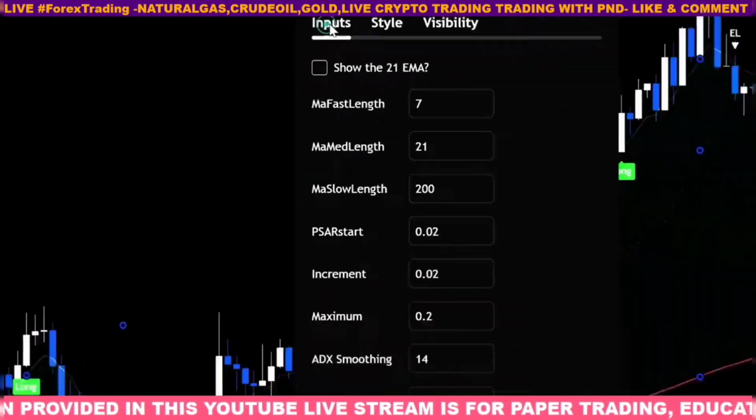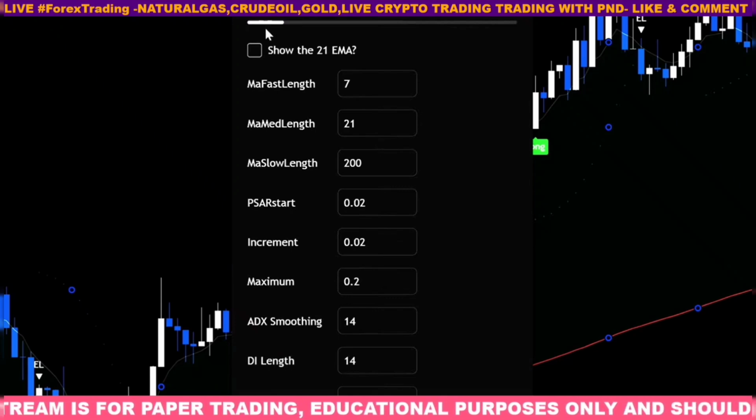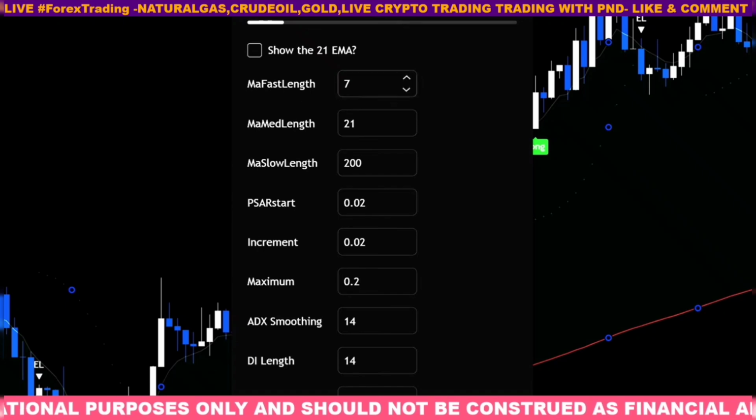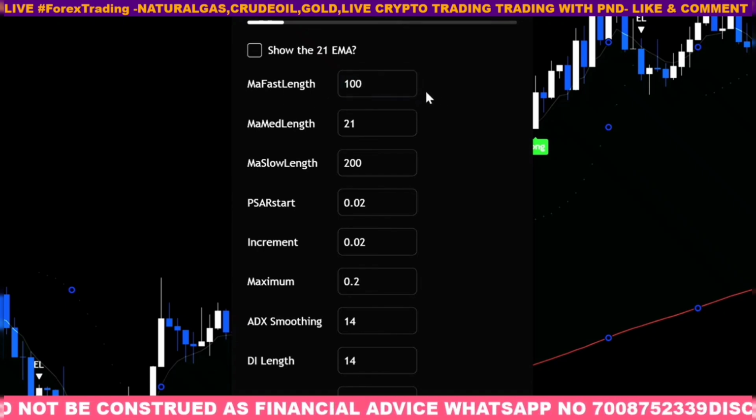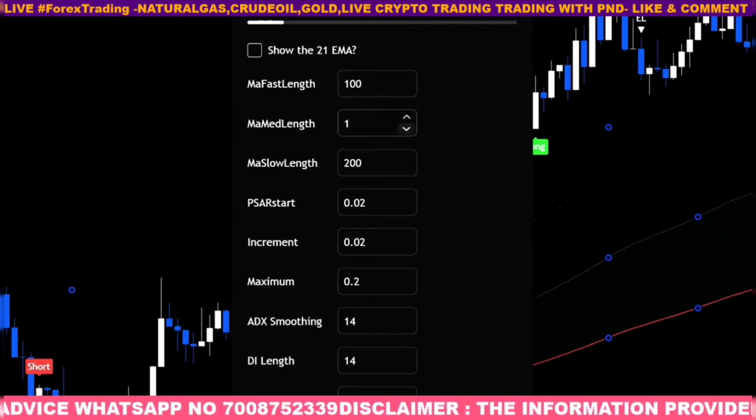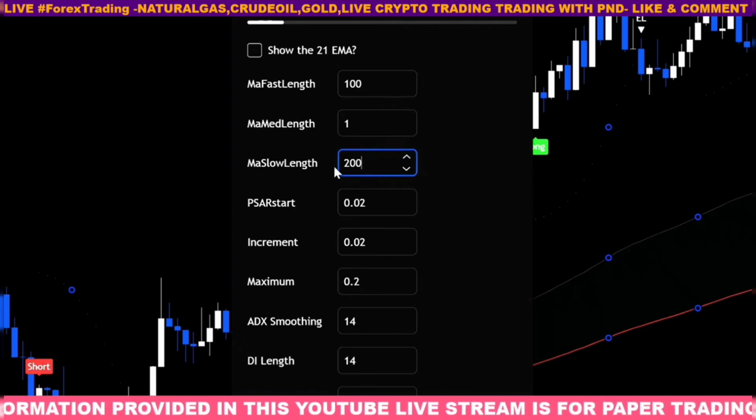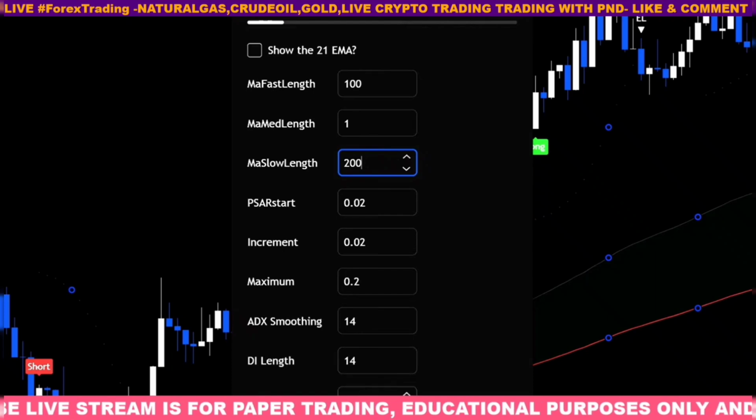and we'll start with the inputs tab. We're changing the MA fast length to 100. Think of this as looking at price movements over a shorter period. The MA mid length goes all the way down to 1. And then we have the MA slow length set at 200, which gives us that long-term view of the overall trend. Next, let's jump over to the style tab.